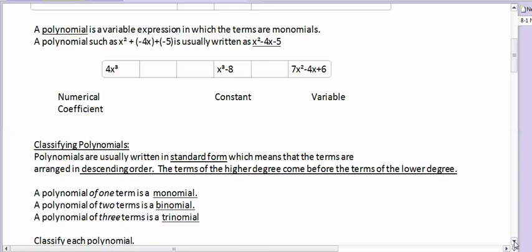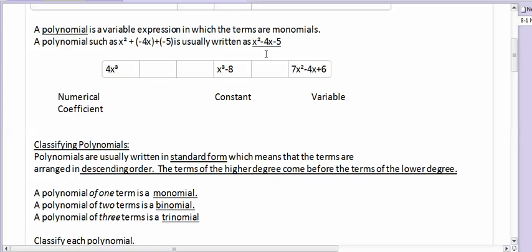Okay, now then going down, a polynomial, and fill in that blank, is a variable expression in which the terms are monomials. A polynomial such as x squared plus negative 4x plus negative 5 is usually written as x squared minus 4x minus 5. And we talked about that. You're usually not going to put the pluses between them. You're just going to put the negative sign for the 4 and a negative sign or a subtraction sign for the 5. It means negative and it also means subtraction.